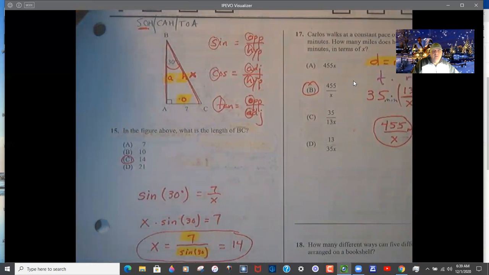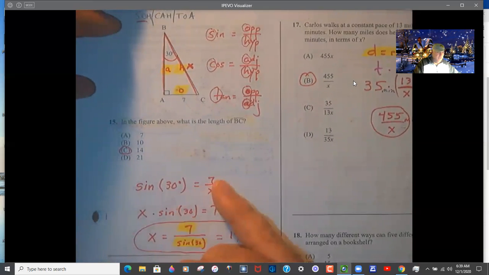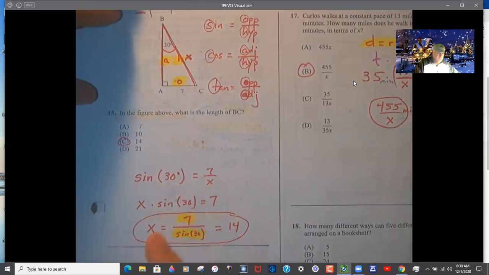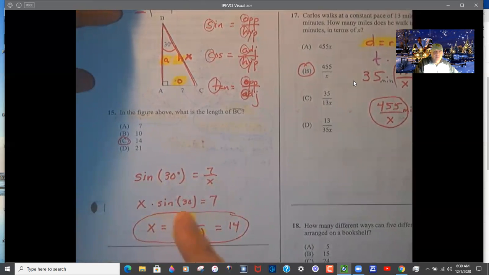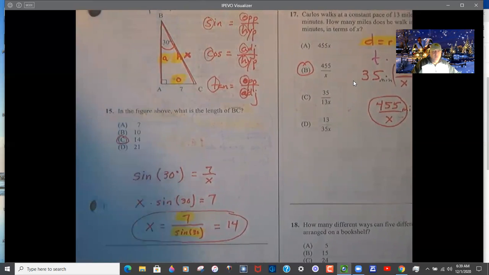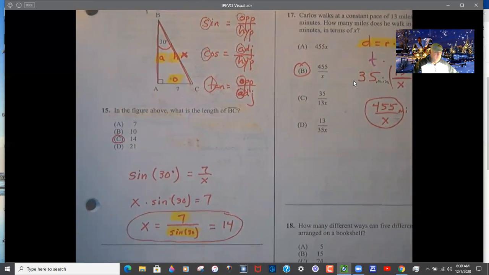So sine of 30 equals the opposite side over the hypotenuse. Do a cross product, and then solve for x by dividing by sine 30 on both sides. You should do this work because sometimes they make the answer choices in terms of this. So you would be looking for 7 over sine of 30 as one of the choices.